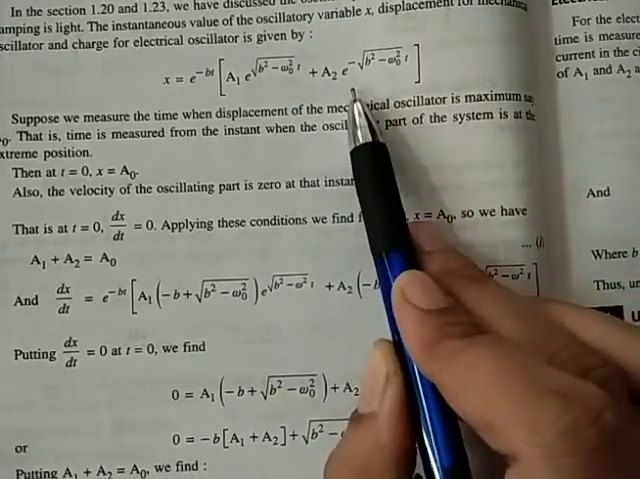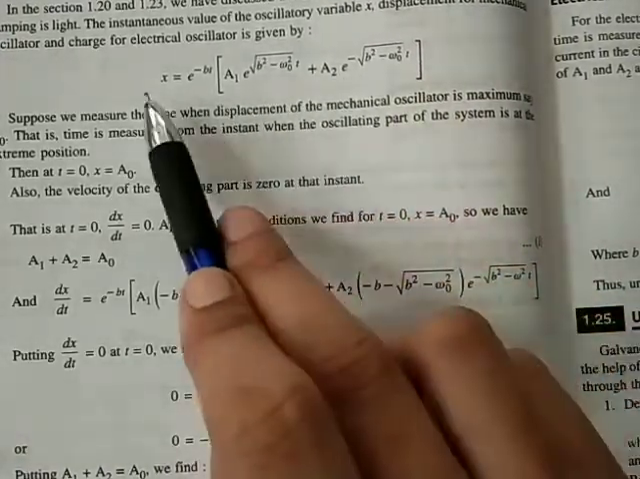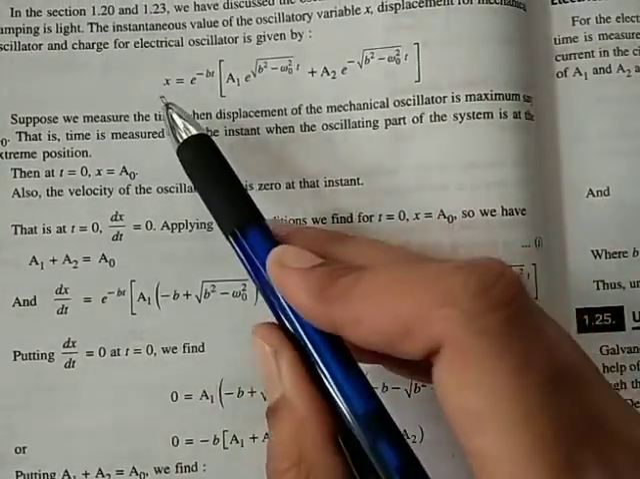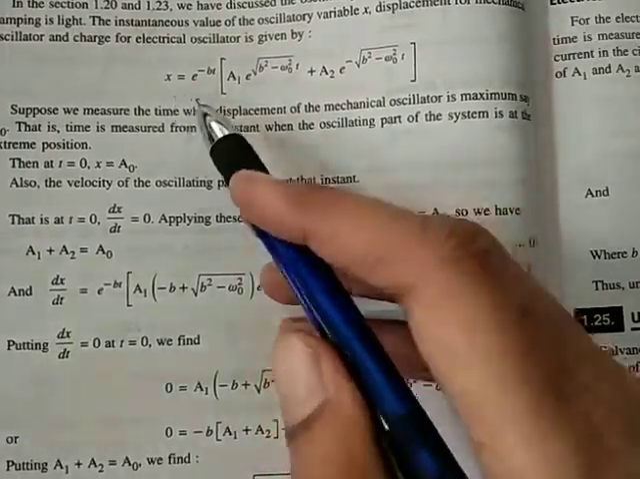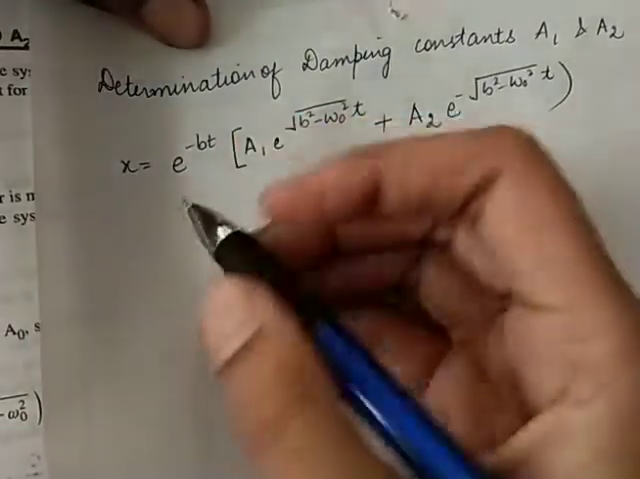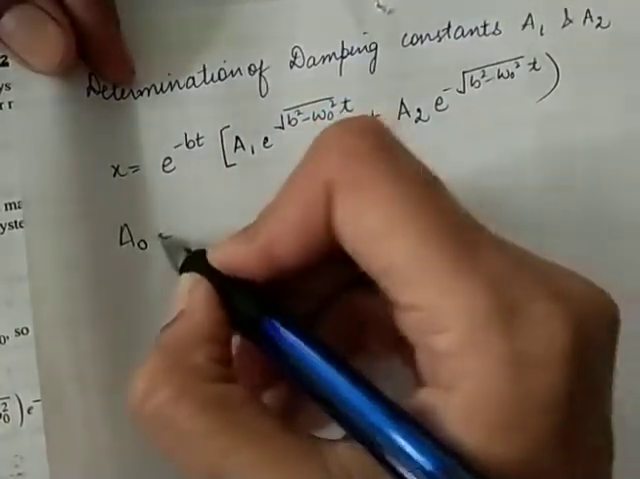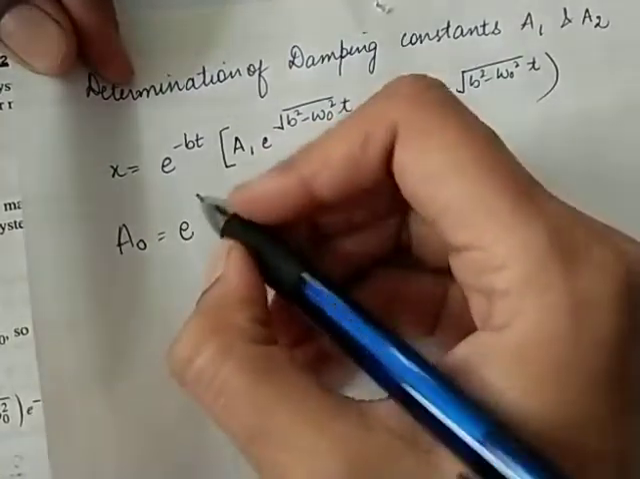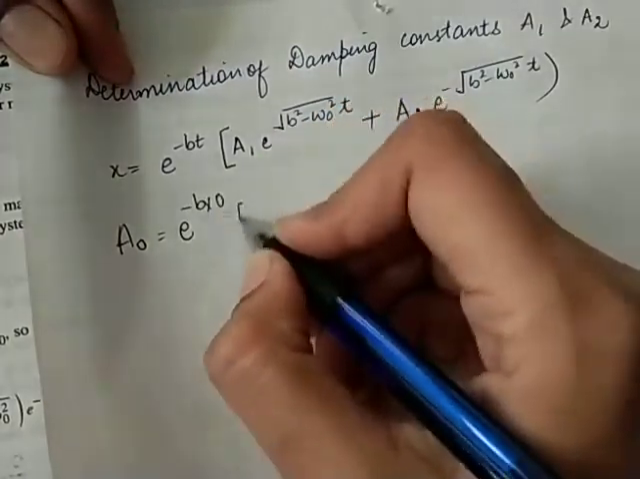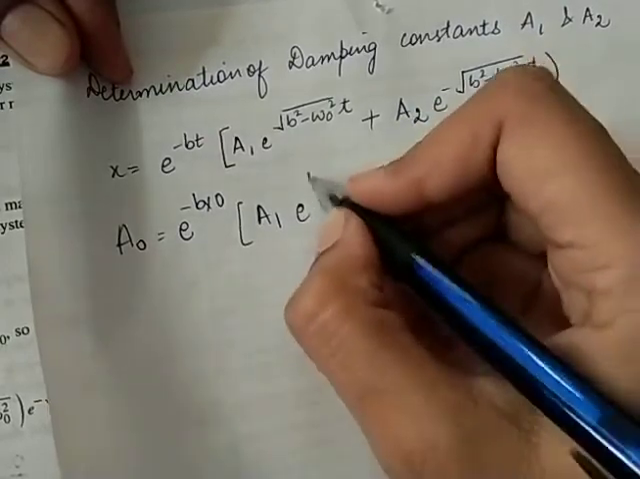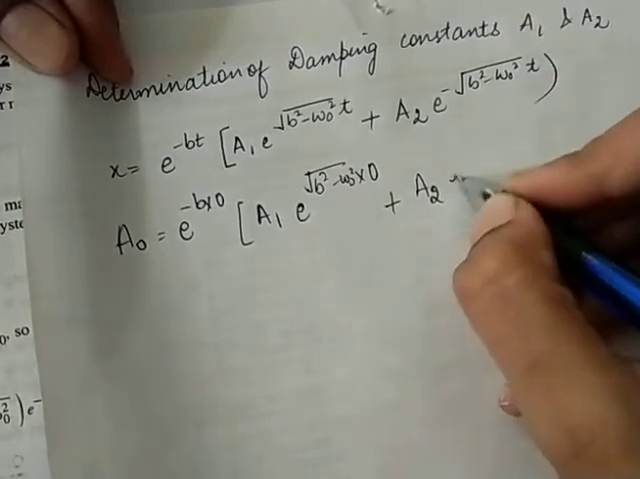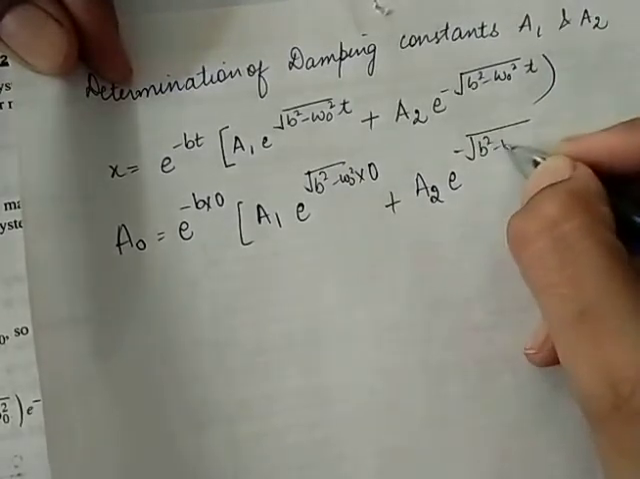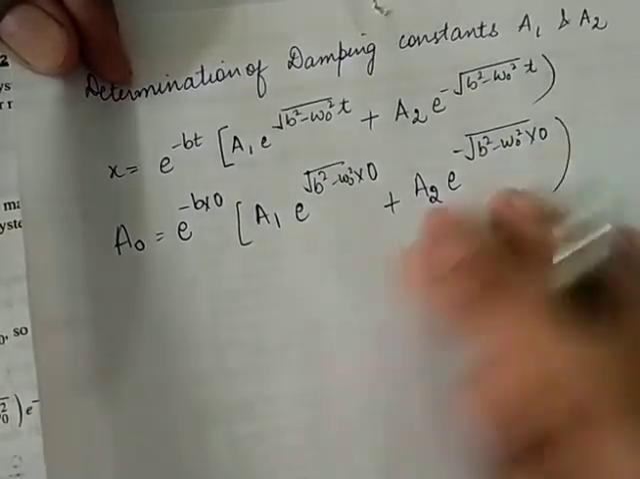So now we are applying these two conditions in this equation. We are putting the value t as 0 in all the equations. So x is equal to A naught. Like I have written, this same equation: if x is equal to A naught and t is equal to 0, so minus b into 0, also A1 e raised to power root b square minus omega naught square into 0 plus A2 e raised to power minus root b square minus omega naught square into 0. So this is all we have.